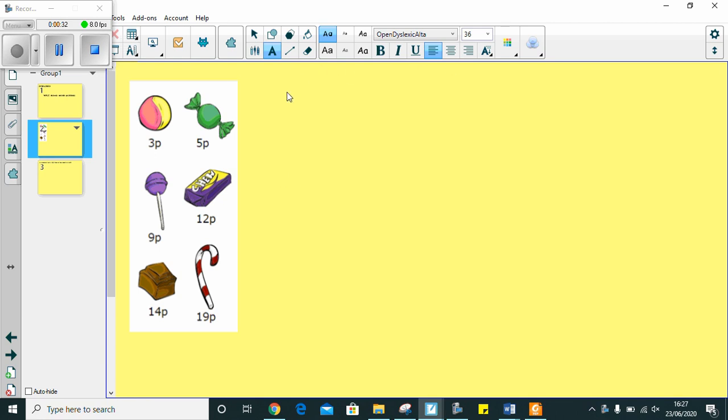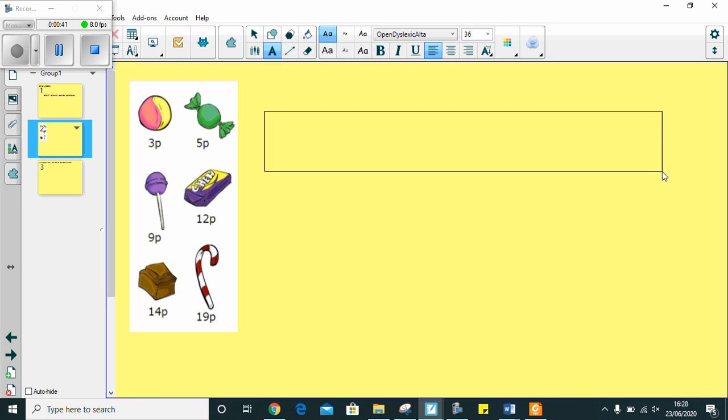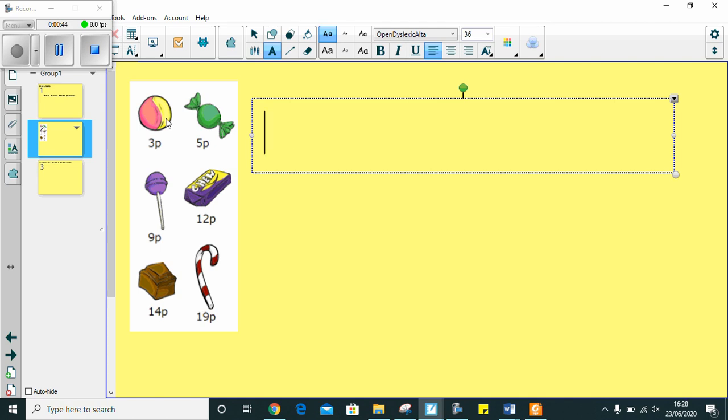So if I am going to buy one of these sweets, one of these sweets, and one of these sweets, I need to figure out how much that is going to be. If I'm going to buy one of these pink and yellow sweets, that is 3p. Then I'm going to buy one of these chewy type sweets, and that is 12p. And then I'm going to buy a little cube of chocolate, which is worth 14p.